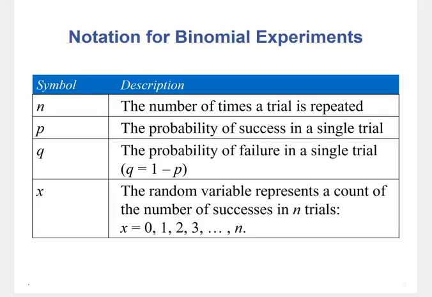All right, notation for these, which will be helpful for all of us. Little n represents the number of trials. Lowercase p represents the probability of a success in a single trial. Lowercase q represents the probability for a failure in a single trial, and you find that just by taking 1 and subtracting the probability of a success. And then the x just stands for the count of the number of successes in the trial.